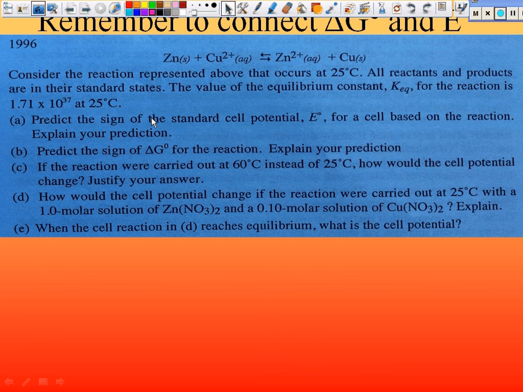All right, E. Let's look at E real quick. When the cell reaction in D reaches equilibrium, what is the cell potential? Zero, because the battery becomes dead. How will the cell potential change if the reaction is carried out at 25 degrees with a 1 molar solution of zinc nitrate and a 0.1 molar solution of copper? All right, so this one is the Nernst equation. Remember how we talked about Nernst? My first question is, if you write Q for this reaction, what would Q look like?